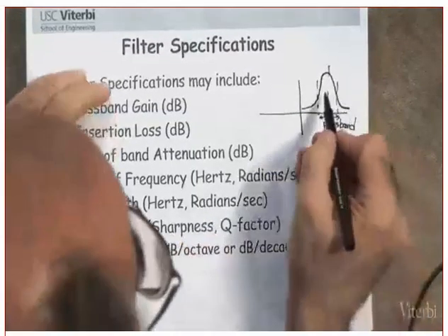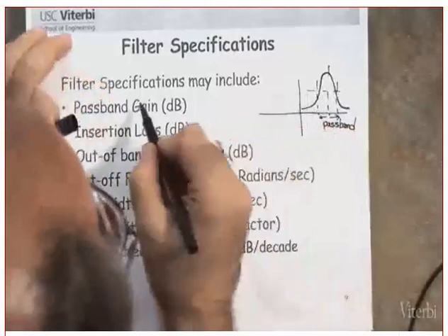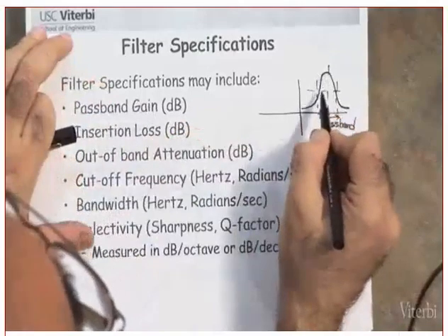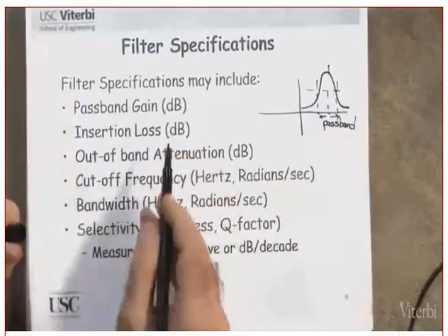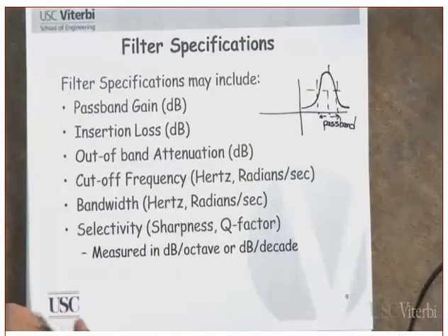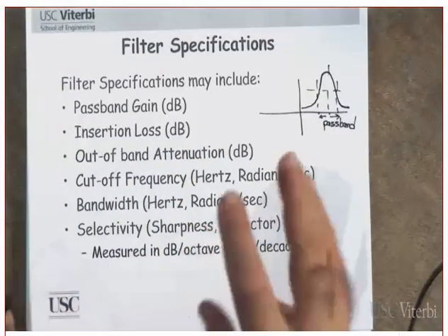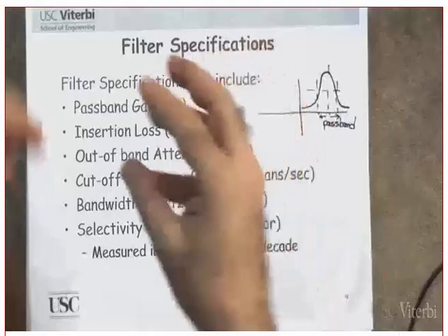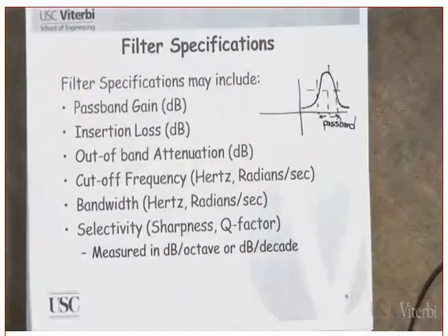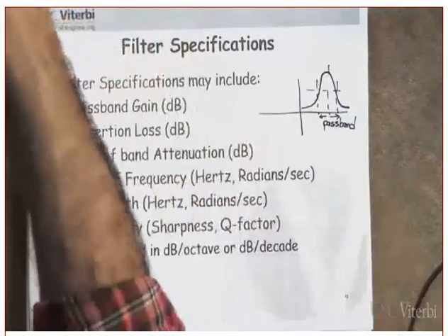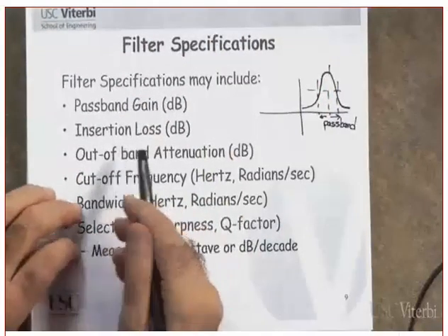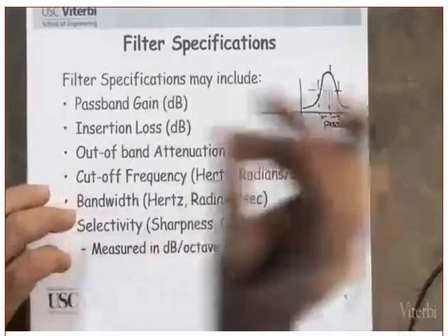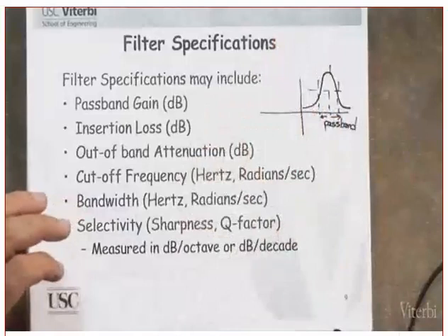Clear? So when we say, for example, if this is the band, we will say that the passband gain is the maximum, or the variation. Clear? The variation. It's in dB. Insertion loss. What does that mean? When you put the filter into the chain of blocks, that filter will introduce some loss. Because of mismatches. Do you understand that or not?